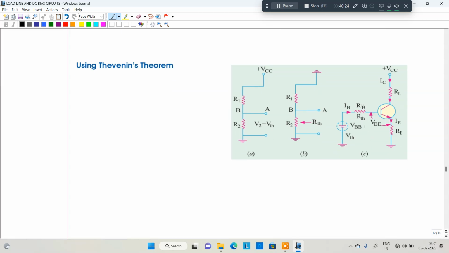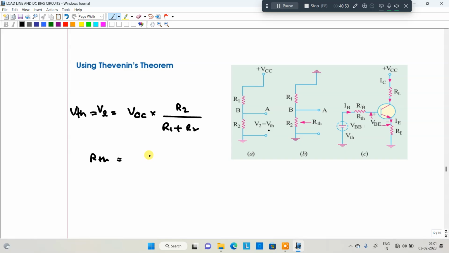Now we are focusing on this particular voltage V2. Apply the voltage division rule. V2 is equal to the total voltage, that is VCC, into R2 divided by R1 plus R2. This V2 is nothing but VTH, Thevenin's voltage. In the same way, Thevenin's resistance is also connected. The entire circuit is converted into Thevenin's equivalent.